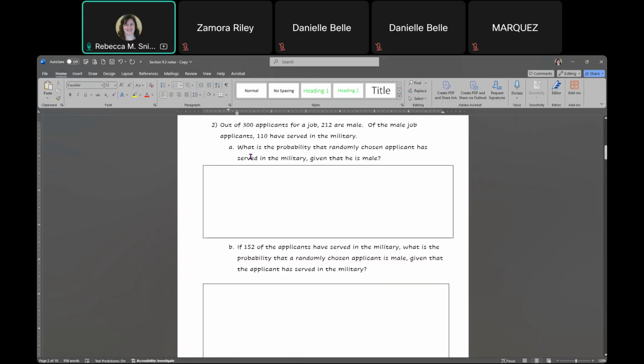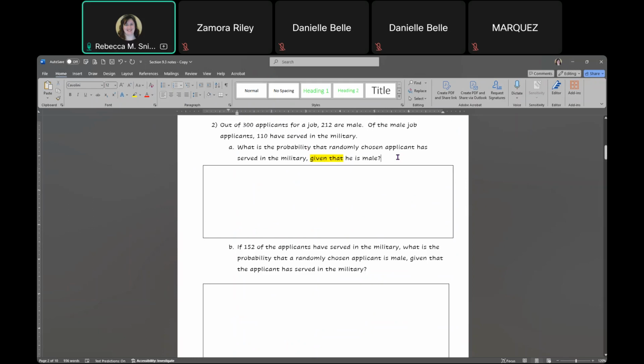Of the male job applicants, 110 have served in the military. So the first question wants to know the probability that a randomly chosen applicant has served in the military given that he is male. So it is this piece right here that says given that you want to pay attention to, and that is the part that tells you this is in fact a conditional probability.